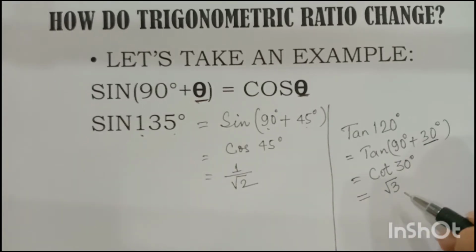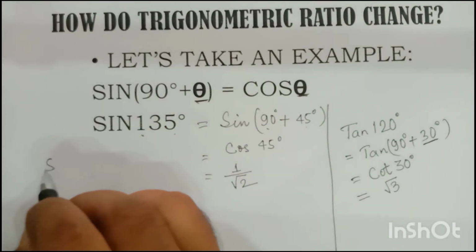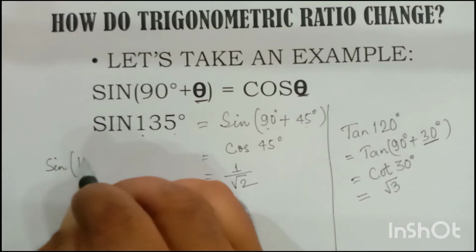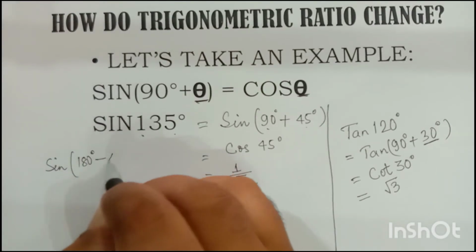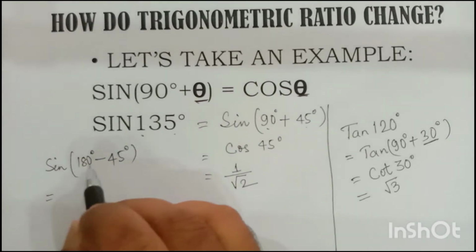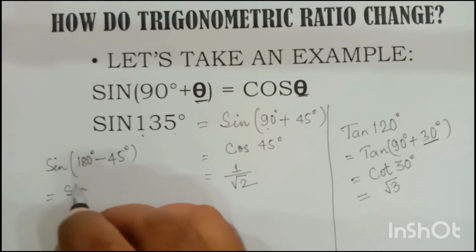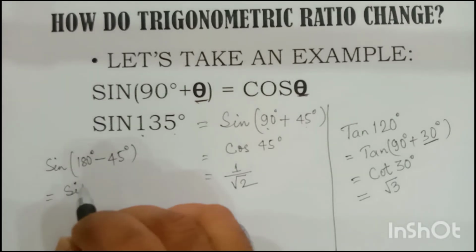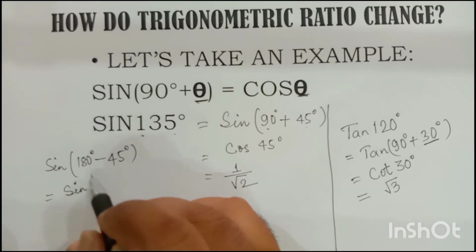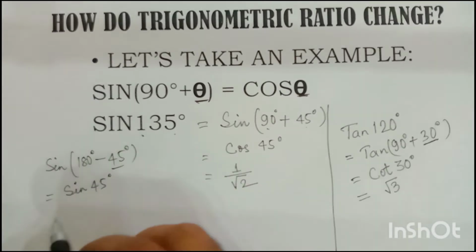I hope you understood. And also this sine 135 can be written like this. Check. Sine 180 degree minus 45 degree. It can be written like this. So if we write sine 180 plus or minus theta, then the ratio does not change. It means sine. And now here the theta is 45 degree and sine 45 degree is 1 by root 2.